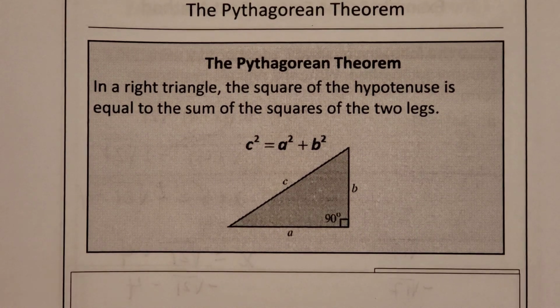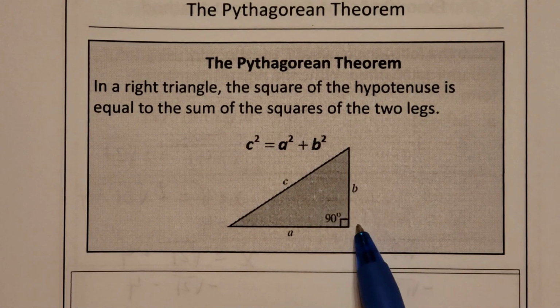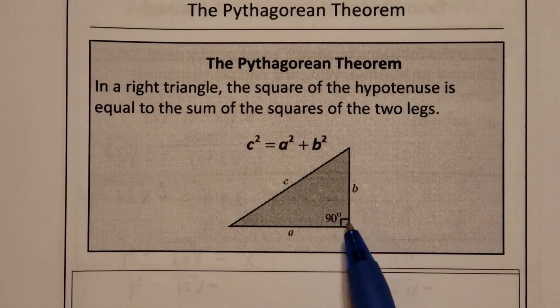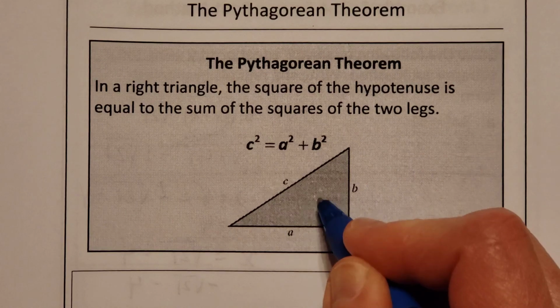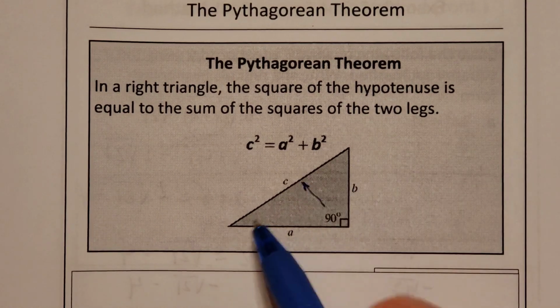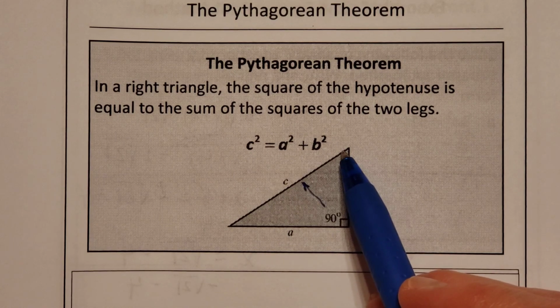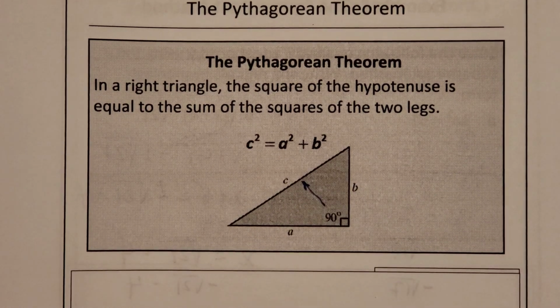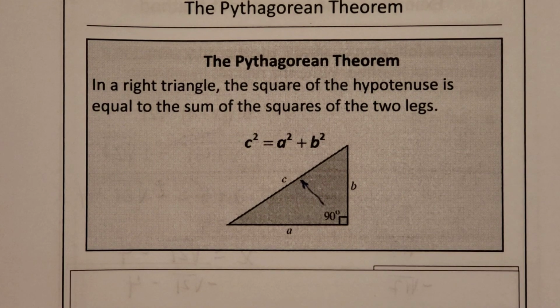Now, what in the world does that mean? Well, all right triangles have two legs, so the two sides that meet and create the right angle are called the legs. And then the side that is across from the right angle, which is always the longest side, is the hypotenuse. So that's what a hypotenuse is. It's the longest side of a right triangle.